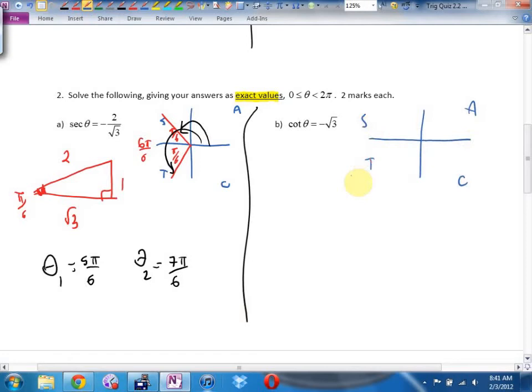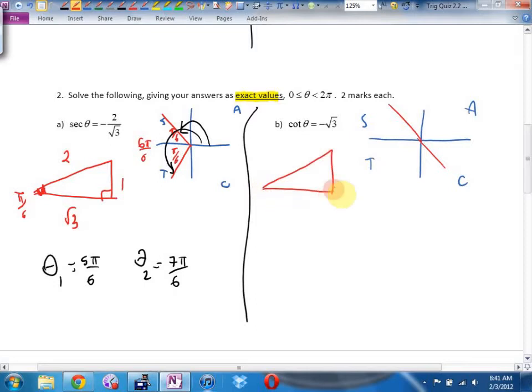Cotangent. Oh, that goes with tangent. That one I can remember easily, Brett. Tangent is negative because cotangent is negative. Here and here again, same quadrants. I got a root 3 again, so it's going to be the 1, 2, root 3 triangle again.